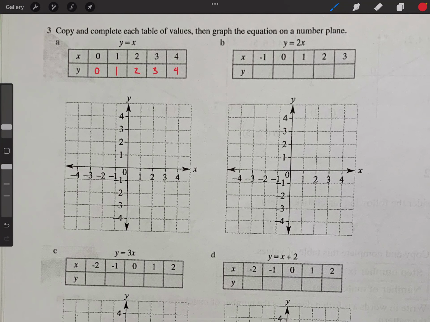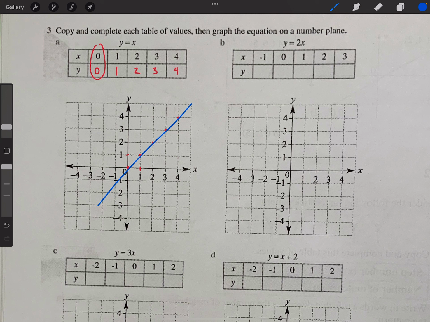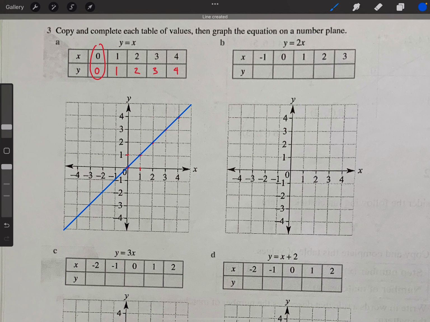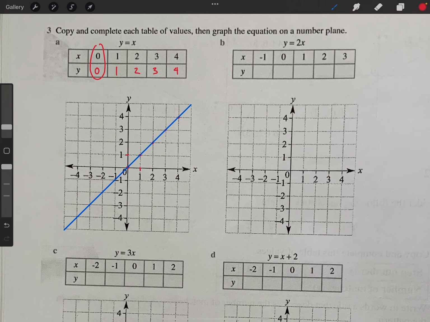Now we need to plot this on the graph. So let's look at these coordinates. 0, 0. That means this is the coordinate 0, 0. The next one is 1, 1. So when x equals 1, y equals 1. So it's right here. And 2, 2, 3, 3, and so on. So when we draw the line, all you have to do is just do something like this. There you go. It's going to be a straight line. Okay. And this will be about 45 degrees. So it's perfectly in the middle.